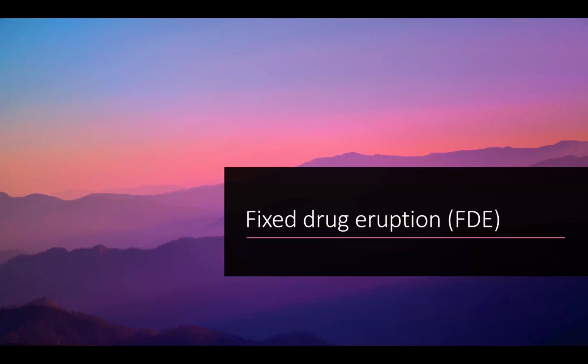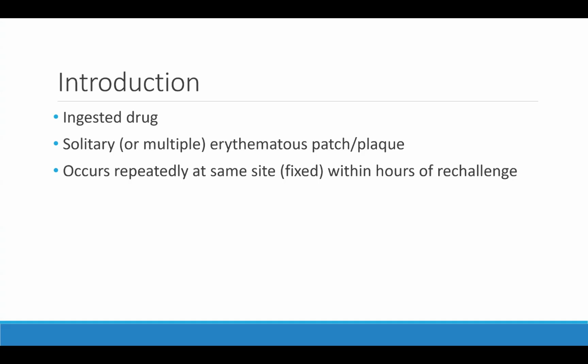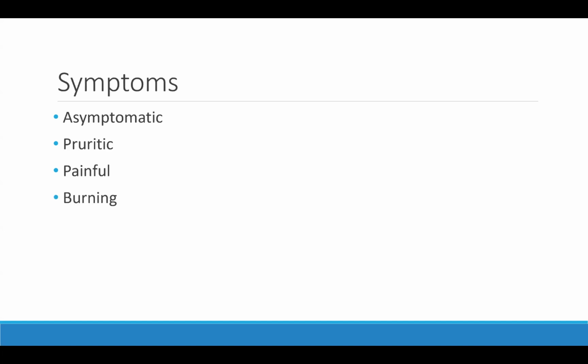Next, we move on to fixed drug eruption, FDE. So in terms of what happens in FDE, they ingest a drug and then you develop a solitary or multiple erythematous patch or plaque. And this occurs repeatedly at the same site, which is why it's called fixed, within hours of rechallenge. It can be asymptomatic, pruritic, painful, or burning.